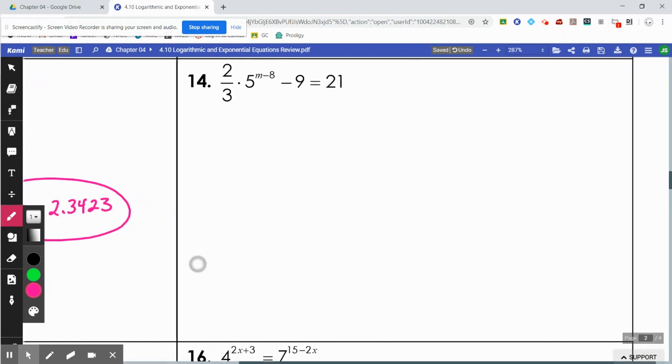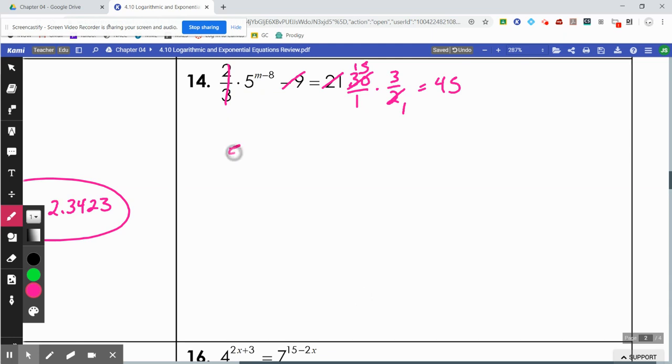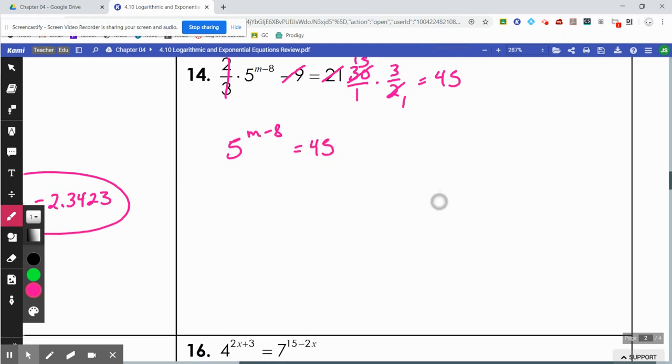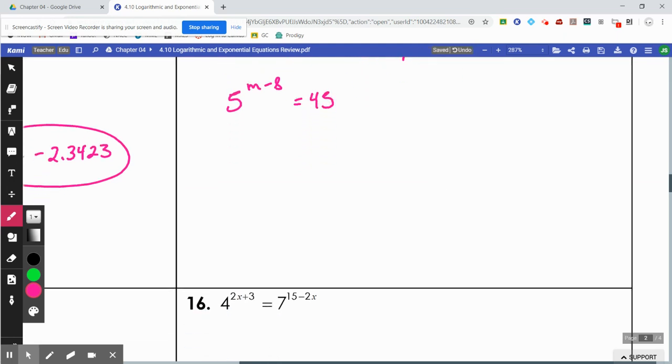Number 14, isolate your exponential by adding 9. To get rid of the 2/3, let's multiply by the reciprocal. Let's cross cancel. That's a 1 and 15. That gives me 45. So our new equation is 5 to the m minus 8 is equal to 45. Let's rewrite that. And again, I'll show you the other method.